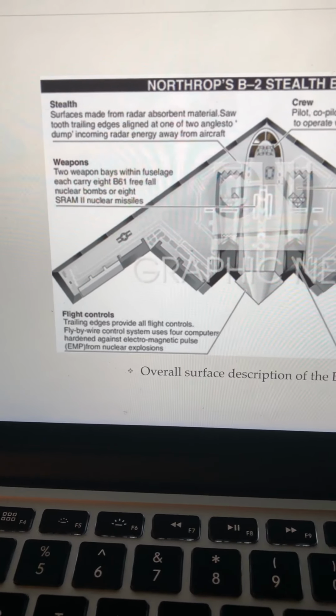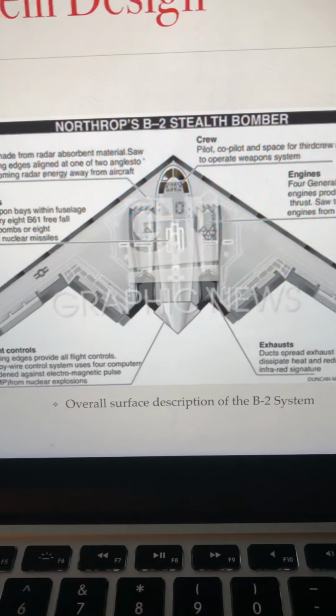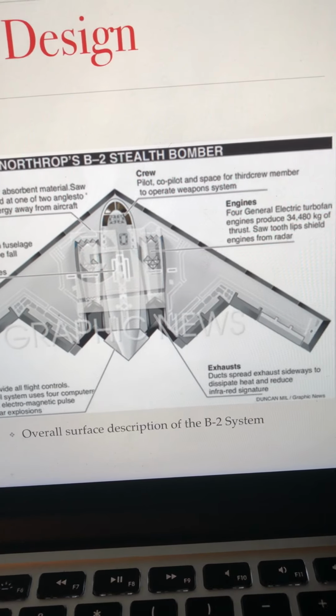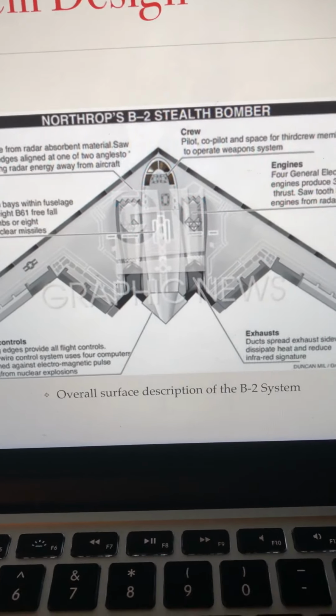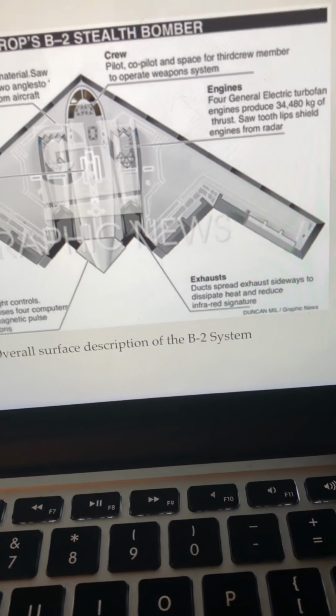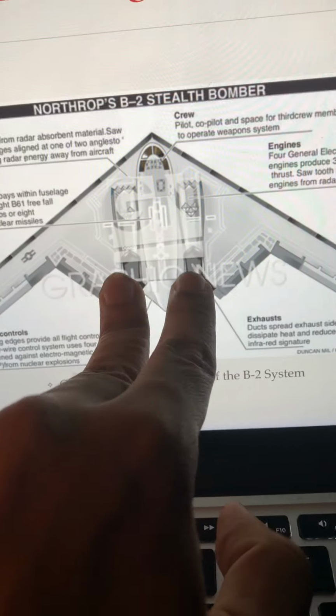The flight controls are all the way to the back. The crew is on top: a pilot, a co-pilot, and a third crew member, a second crew member to operate the system. The engines are right there, and the exhausts are the two dark patches.